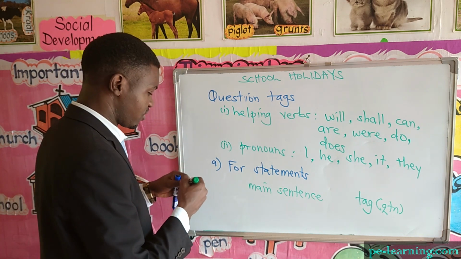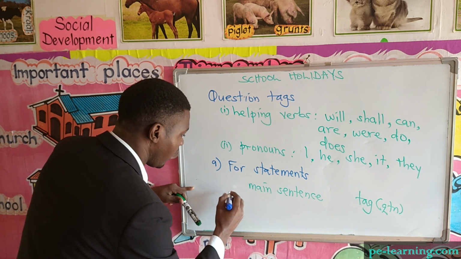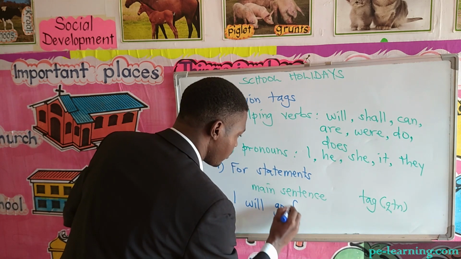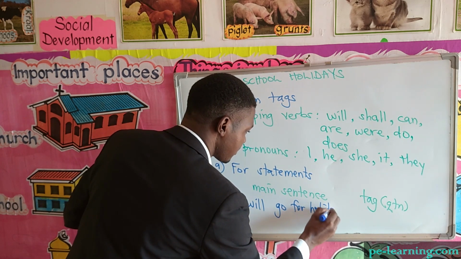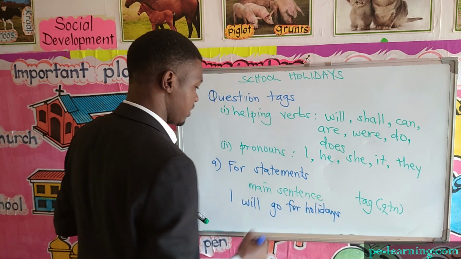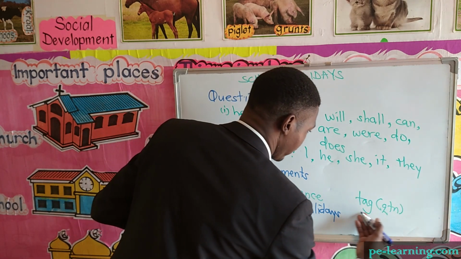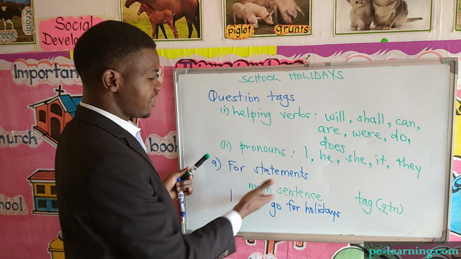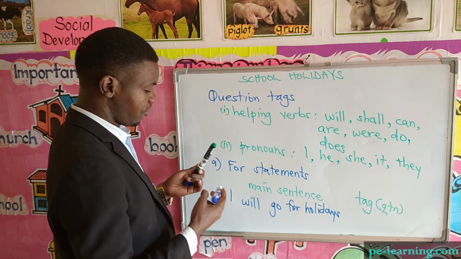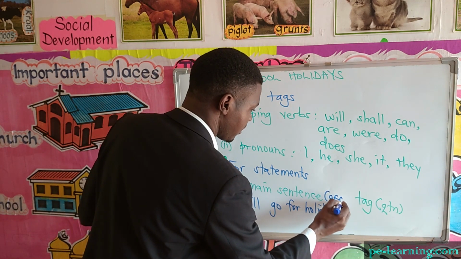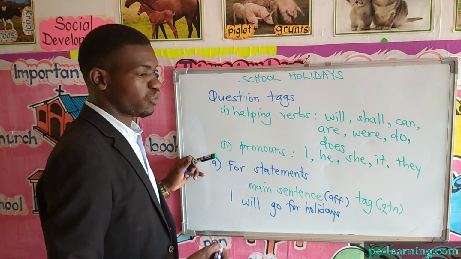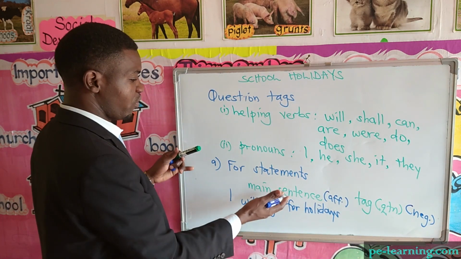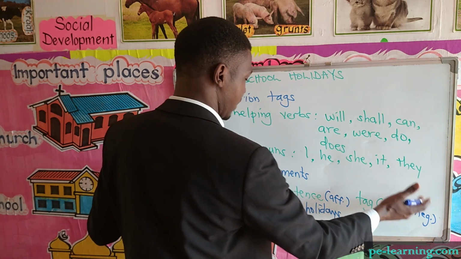Now we may have one which is saying, I will go for holidays. I'll go for holidays. And then we are going to supply a question tag. So one thing we have to note is that when the main sentence is affirmative, writing this to stand for affirmative, the question tag for this case will be negative. So main sentence, affirmative, and then the question tag, negative.